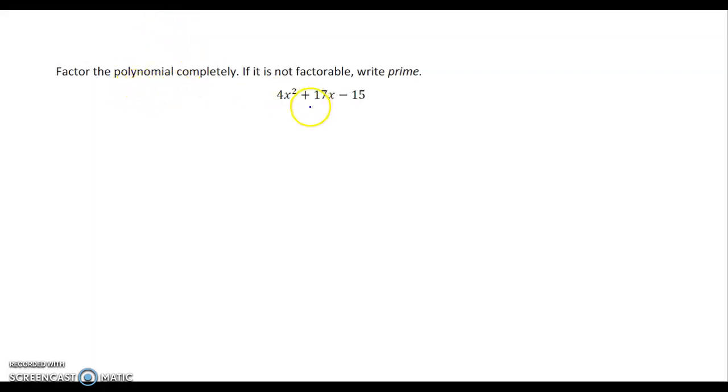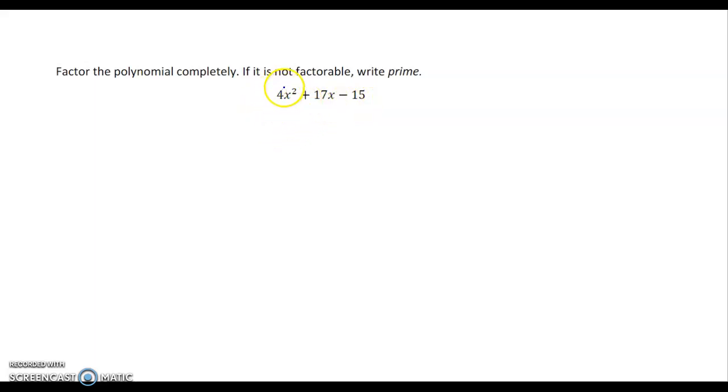Factor the polynomial completely. If it is not factorable, write prime. So, for this polynomial, let's look first. Anytime you're factoring, you want to look if you can factor out a greatest common factor. So I'm looking for 17, negative 15. There's no extra x's, so no, there's not a greatest common factor.